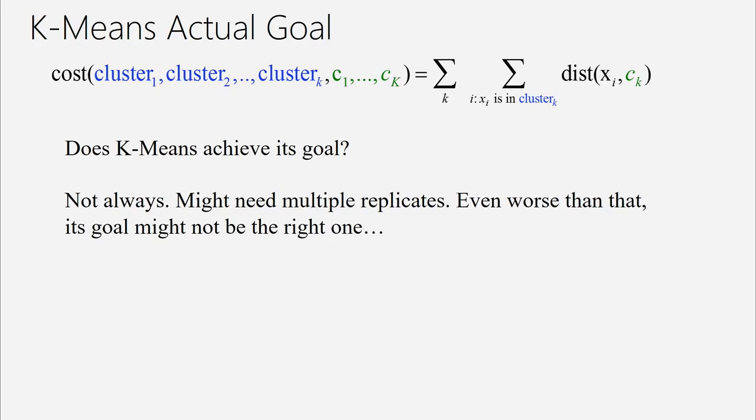Now there's something even worse than that, because k-means' goal might not be the right one, right? This cost function might not actually be the thing you should optimize to get the best clusters. So let me show you an example where this objective is just plain wrong. No matter how you set up the initial cluster centers, you're going to get garbage.